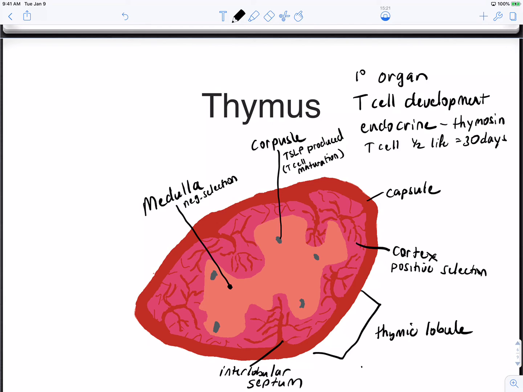So TSLP will help T cells within the thymus mature, whereas thymosin will be released and will help to maintain the T cell population outside of the thymus.